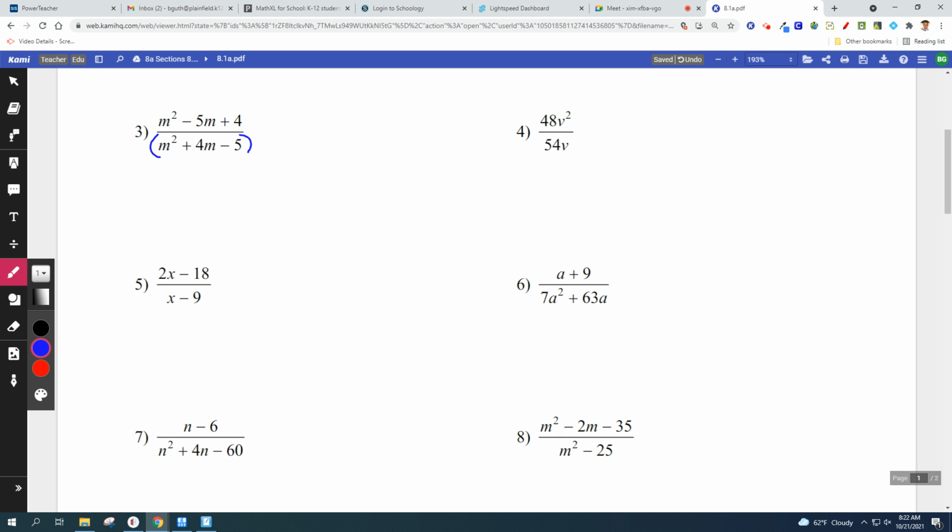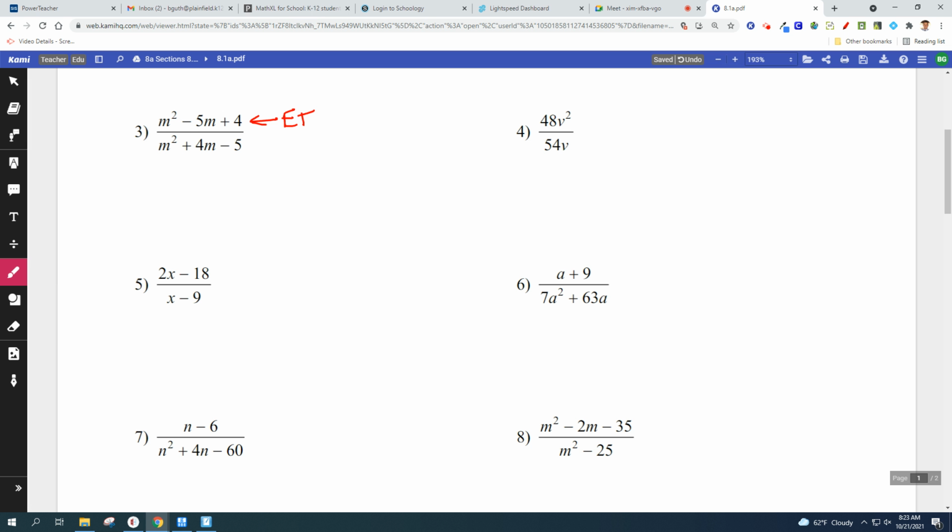So what you're going to need to do is factor. We don't want to cancel something plus. We don't want to cancel something minus. We want to factor. And so you're going to have to identify what pattern it is. The top looks like an easy trinomial. This is an easy trinomial.